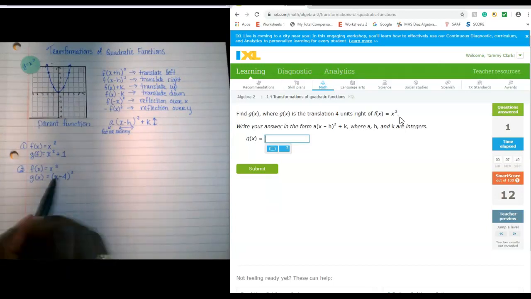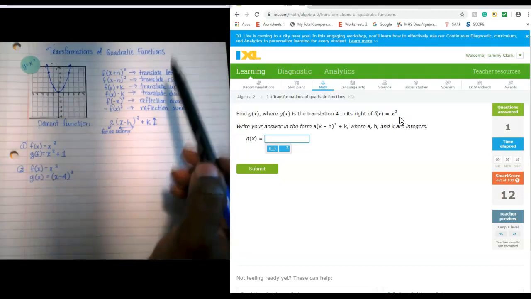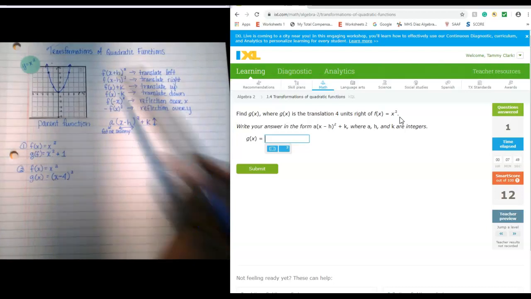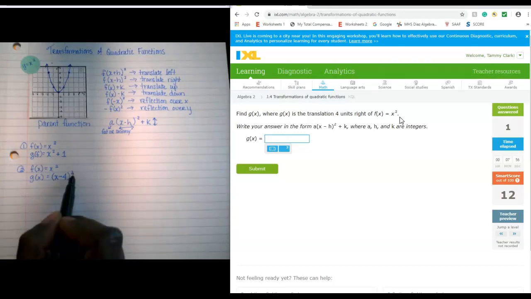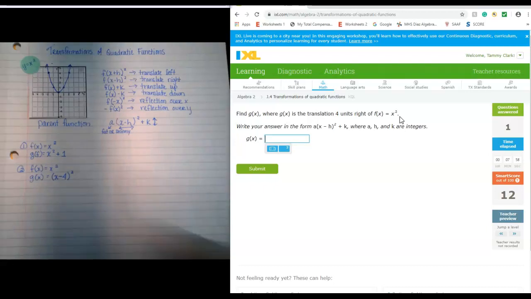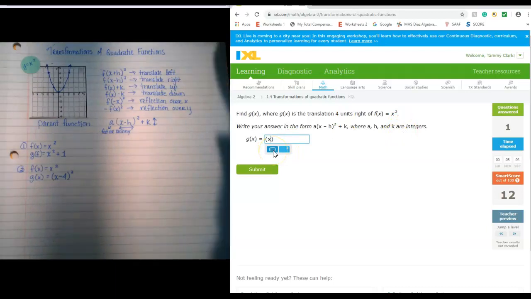If it says right, then I write the opposite sign, which is negative. If it says move left, then I write the opposite sign, which is positive. So our g of x function is equal to (x minus 4) squared, because I'm moving again on the x-axis. So I would just put in here x minus 4 and then squared. Ooh, almost got that one wrong. Squared. There we go.